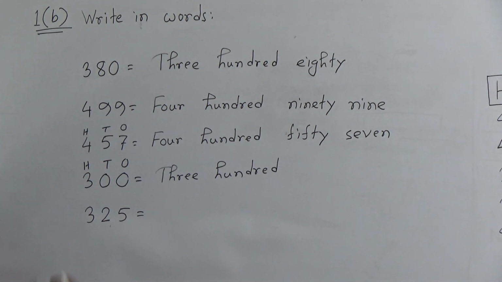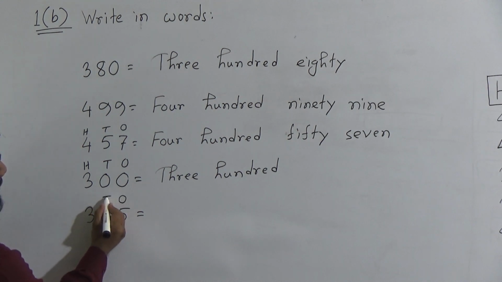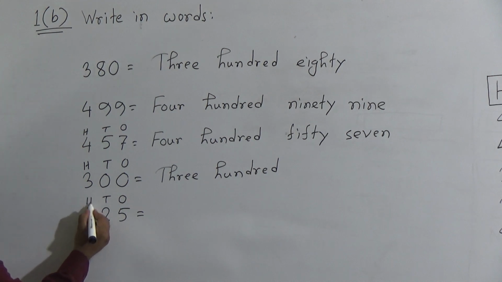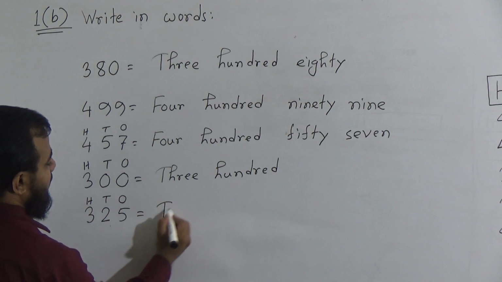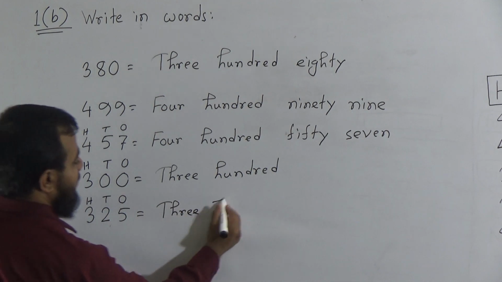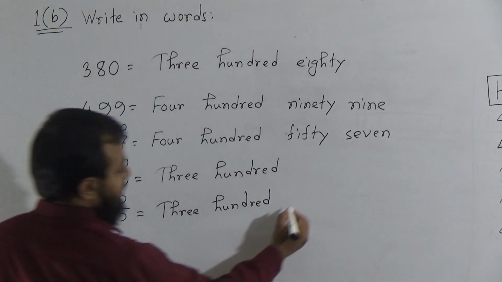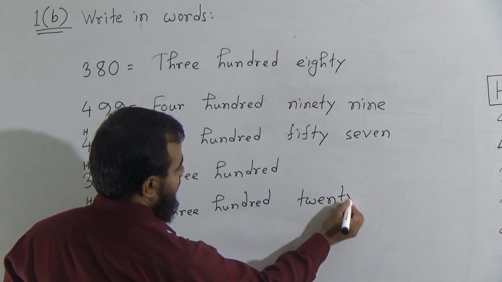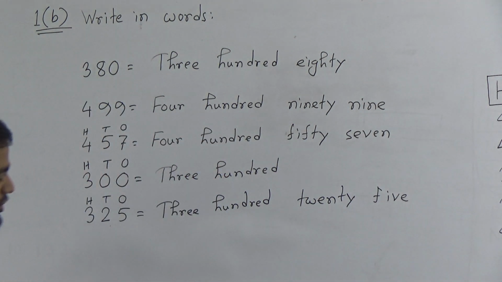Okay, dear students, now the last one is 325. This 5 is in ones position, this 2 is in tens position, this 3 is in hundreds position. So you can say it is 325. It should be 300, twenty-five: three hundred twenty-five.